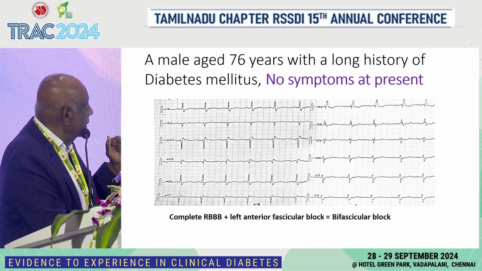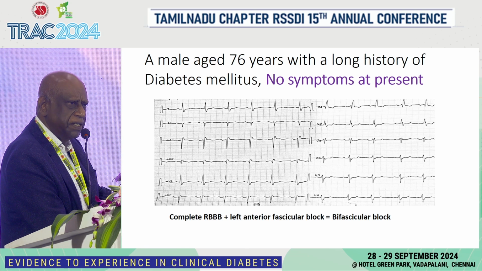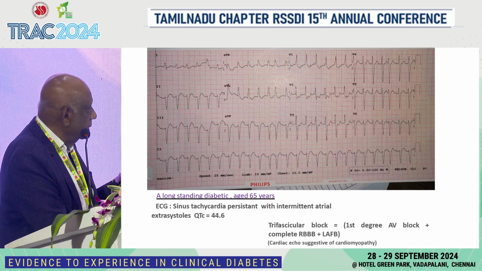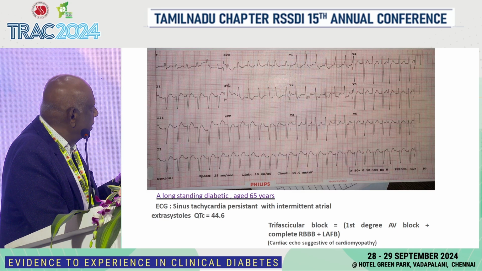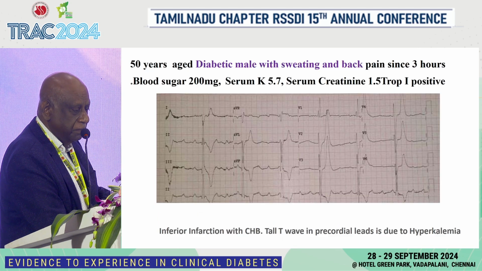As you see here, there is a tall QRS here, and here is a negative. It's a left anterior hemiblock. The patient is totally asymptomatic. Secondly, there is a sinus tachycardia with a persistent extrasystole here. There are extrasystoles available. He is also totally asymptomatic.